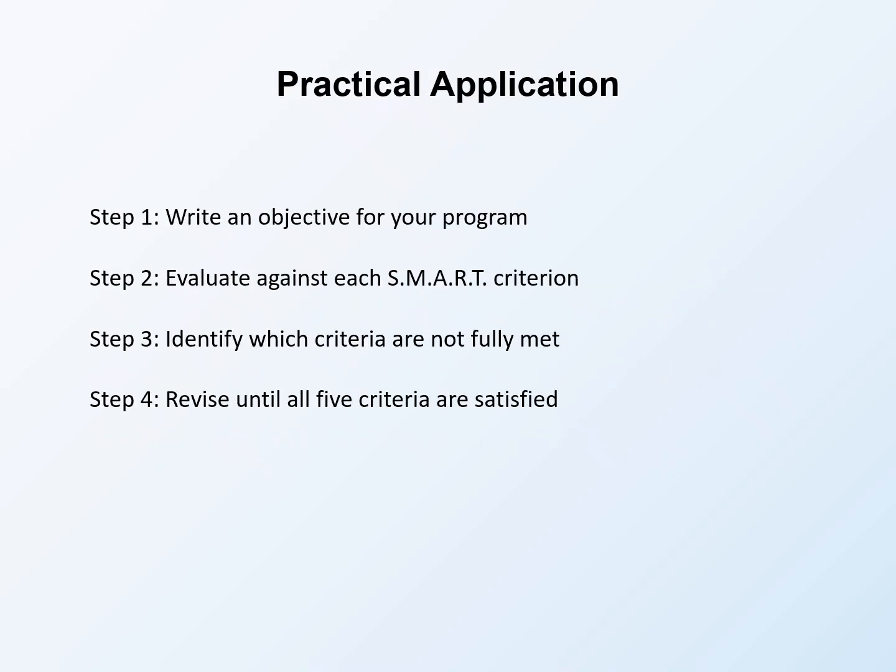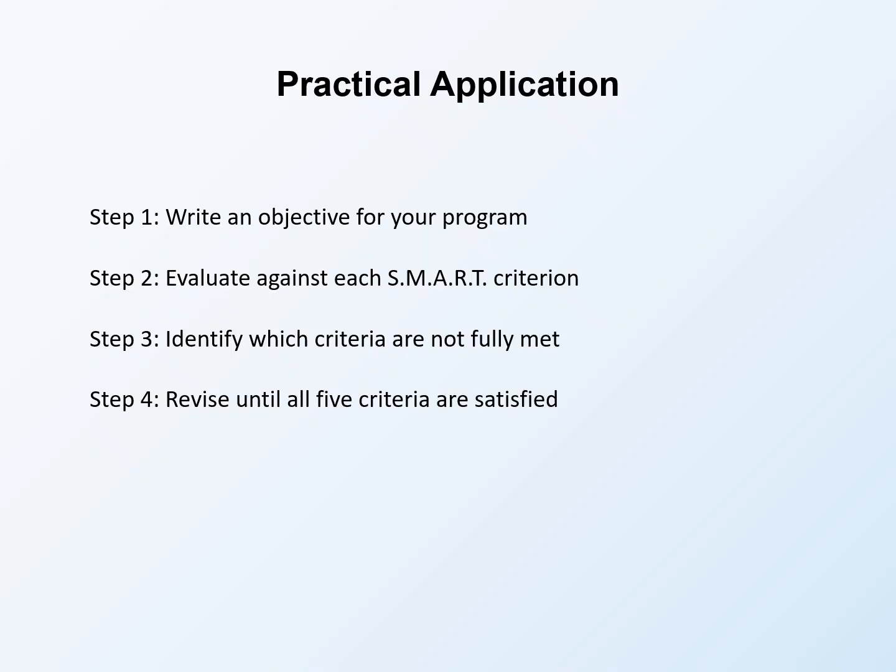Here is a practical exercise to apply what you have learned. Step 1. Write an objective for your program. Draft an initial objective for a program you know. Do not worry about perfection in the first draft. Step 2. Evaluate against each SMART criterion. Go through each letter. Is it specific enough, truly measurable, actually achievable, clearly relevant, properly time-bound?